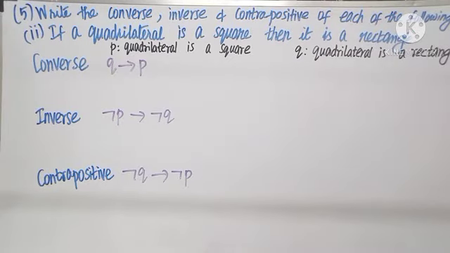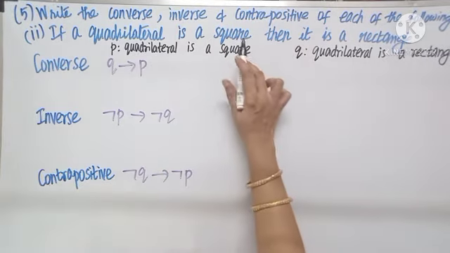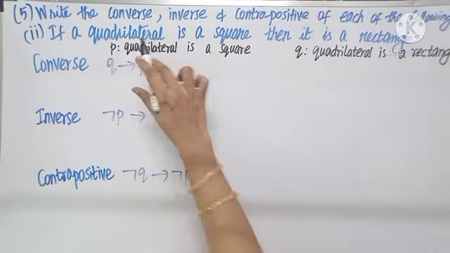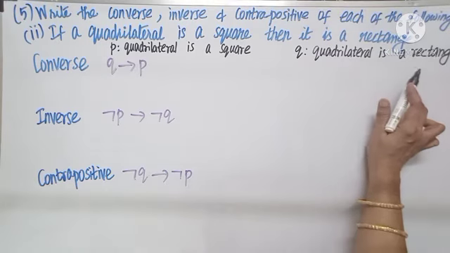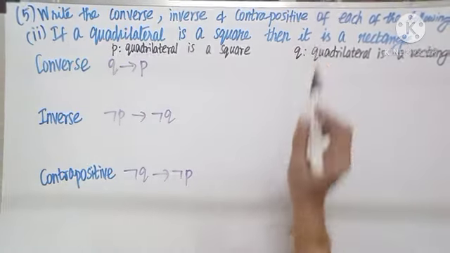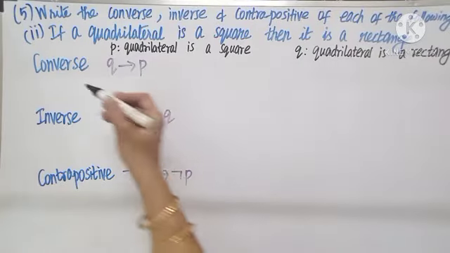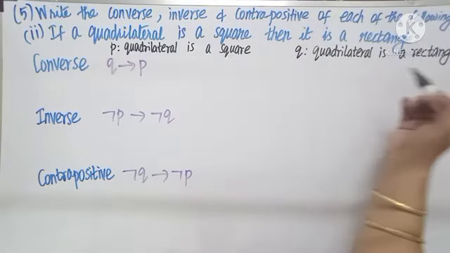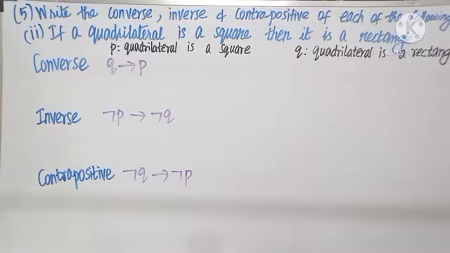Subsection 2. If a quadrilateral is a square, then it is a rectangle. Quadrilateral is a square. Consider it as P. It is a rectangle. So quadrilateral is a rectangle. Consider it as Q. So two statements are given. If P, then Q is given. Converse. Q to P. How will you write? If a quadrilateral is a rectangle, then it is a square.